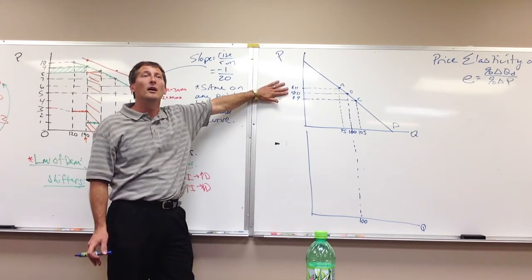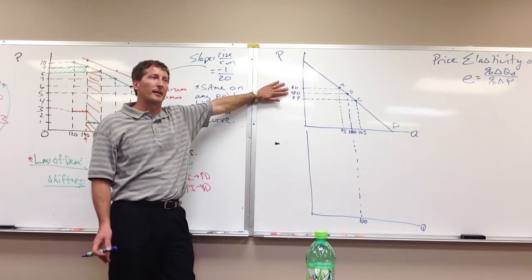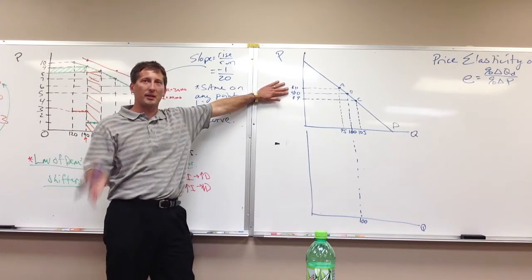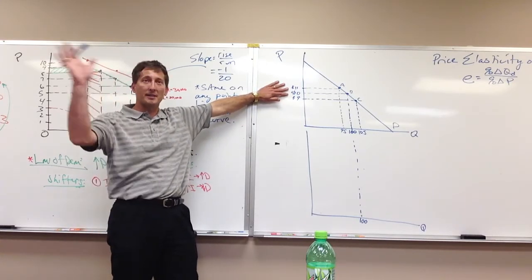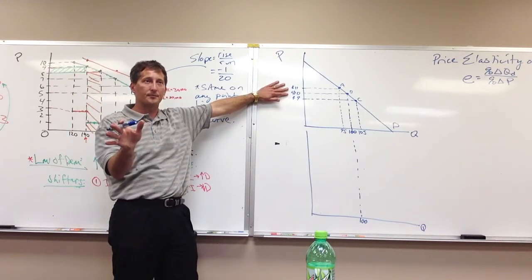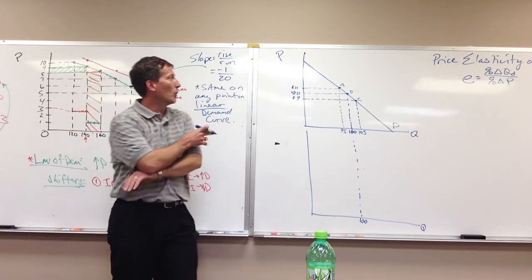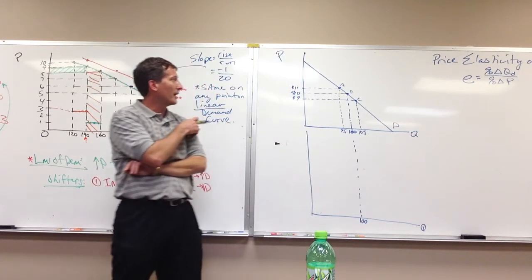Change, and then what do you do to express it as a percent? You divide it by the original price. Good. So that's our old definition of percentage change: the new number minus the old number, divided by the old number. That's the old-fashioned way that I always remember for doing it.